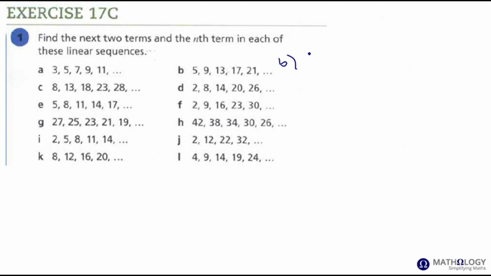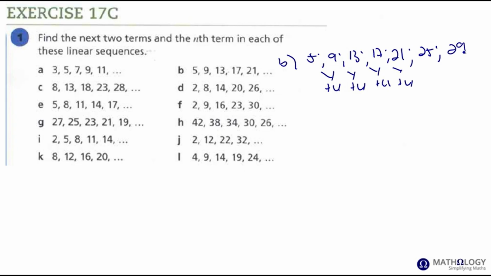B, 5, 9, 13, 17, 21. The next two terms, we are clearly adding 4 to every single term. So 21 plus 4 is 25. 25 plus 4 is 29. So those are the next two terms in the sequence.